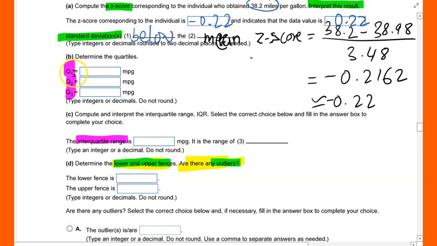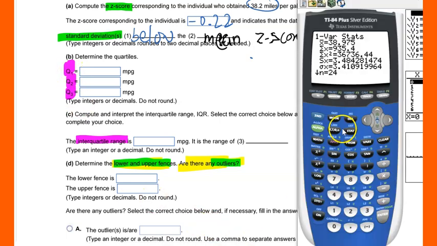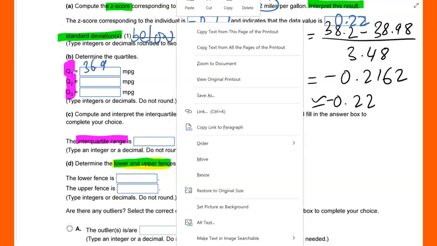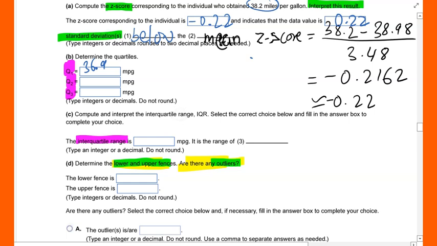Now the next question: find the quartiles Q1, Q2, Q3. If you look at the calculator, you'll see the quartiles under this arrow. You can find Q1 is 36.9, Q2 is 38.65, which is the median. This is Q2, 38.65, the median. Q3 is 40.95. Let me put these numbers: Q1 is 36.9, Q2 is 38.65, Q3 is 40.95.